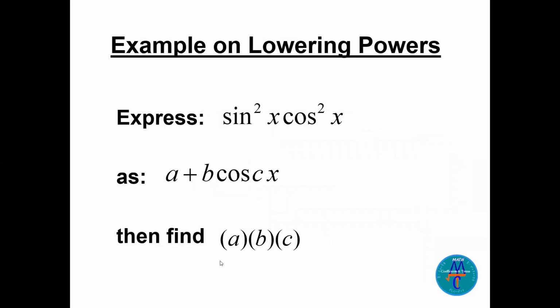Now, there's another example here, a nice example about lowering powers. Express sine squared of x times cosine squared of x as a plus b cosine c of x. Find a times b times c. So first you have to use sine squared from the lowering power. You have to use cosine squared from the lowering power, then you multiply them.